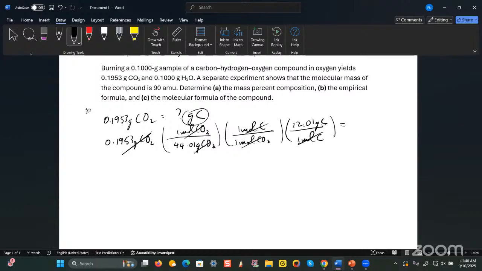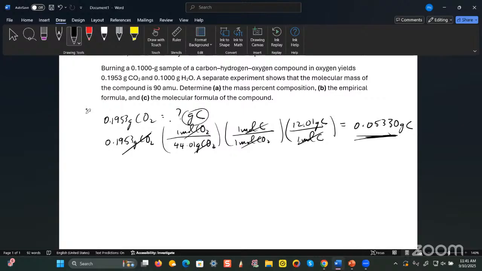So 0.1953 divided by 44.01 times 12.01. And according to my calculation, and please tell me if I'm wrong, I got 0.0539, no, hold on, wait a minute, 0.05330 actually, moles of, I'm sorry, not moles, grams of carbon. So this is going to be grams of carbon, all right? So that's how we get the mass of the carbon. And this mass of the carbon here will be the same mass of carbon in the original sample, all right?